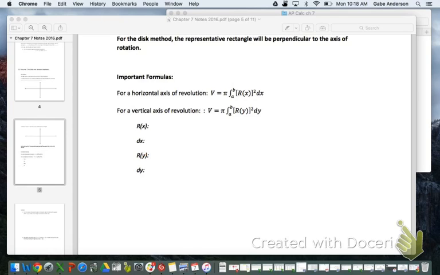Let's look at why these variables have to be what they are. So if I have some shape, and I'll use something similar to what we did earlier, I've got some shape like this, and of course this is my region right here. I'll erase that so I can draw in there. If I am going to be rotating around the x-axis, using the disk or the washer method, my representative rectangle needs to be perpendicular to the axis of rotation. So if I were to draw that in, like I did before, then it would look something like this.